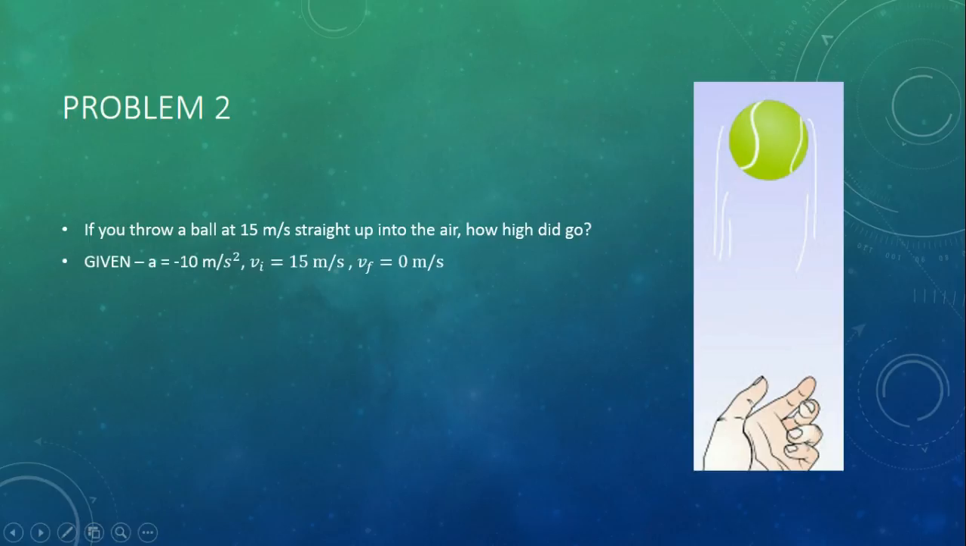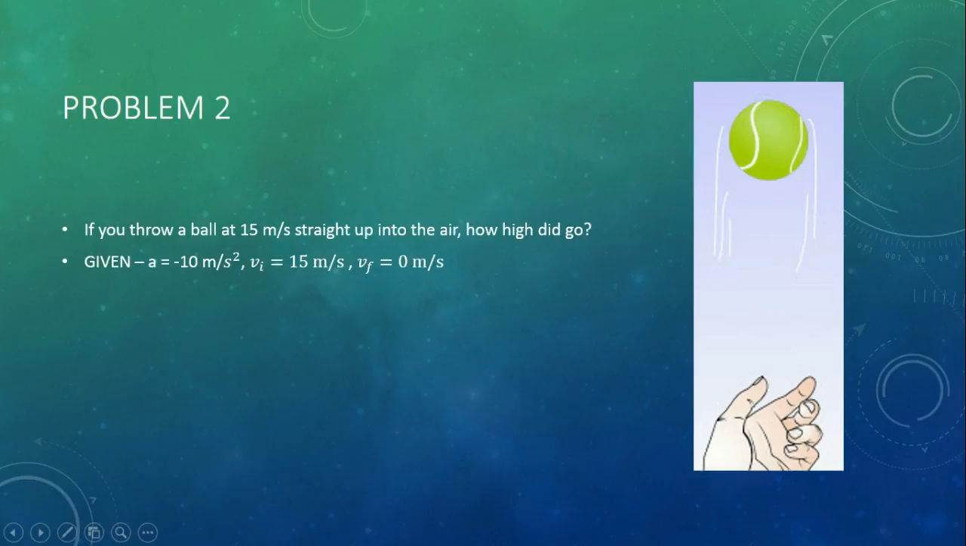The acceleration is negative 10 meters per second squared. Sorry, I forgot to mention, gravity is downward, so you have to call it negative 10 meters per second squared, assuming that up is positive. Initial velocity is 15 because you started with that speed. And final velocity is 0 because we're calling the top of the trajectory 0.